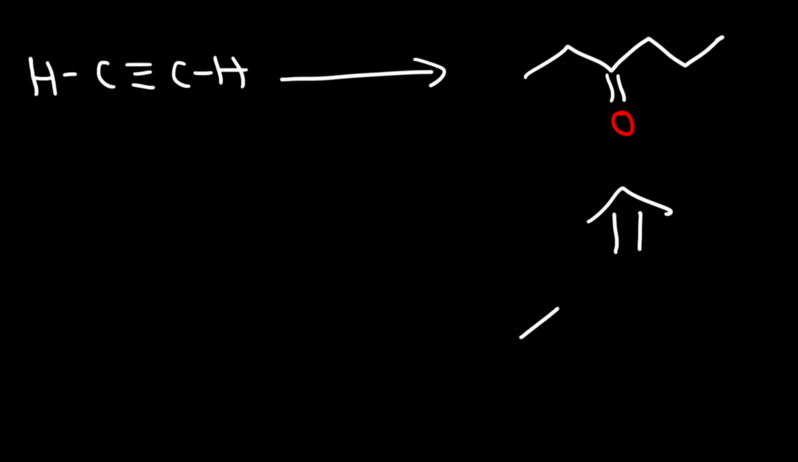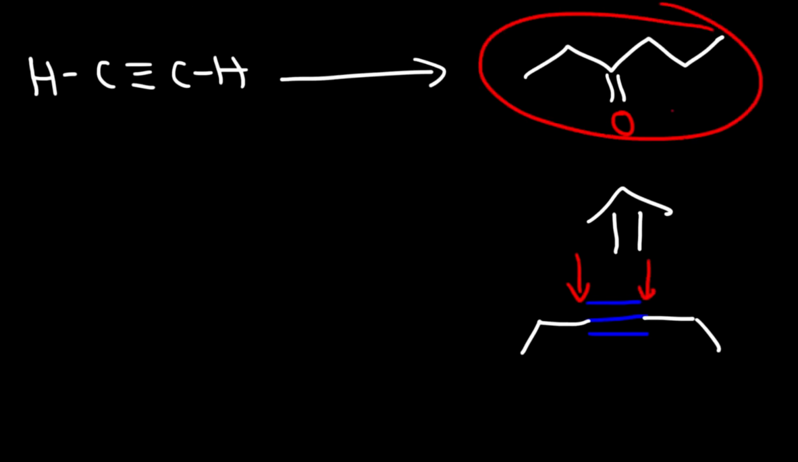Well, the first thing we need to do is make a triple bond, and we need to put the triple bond between carbons 3 and 4. Because if we put the oxygen here on carbon 3 or 4, it will give us this product, either way we react it. So 4-hexanone is the same as 3-hexanone.